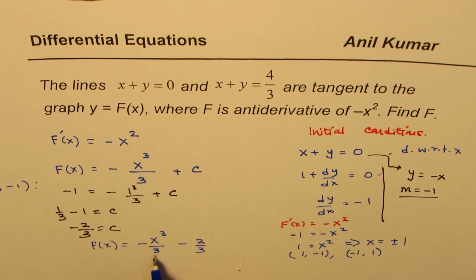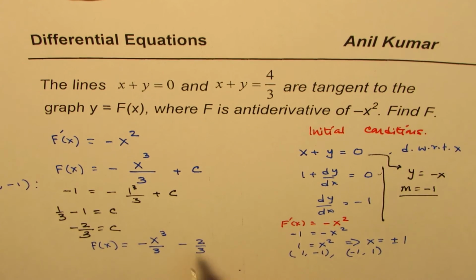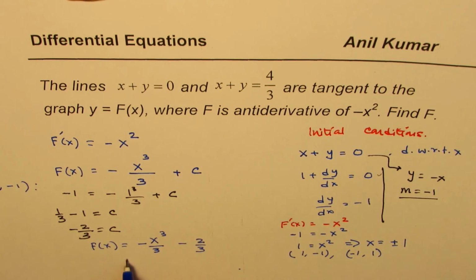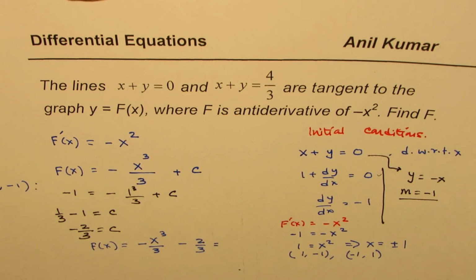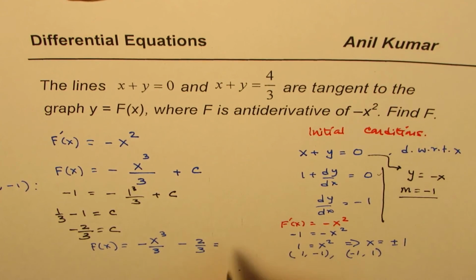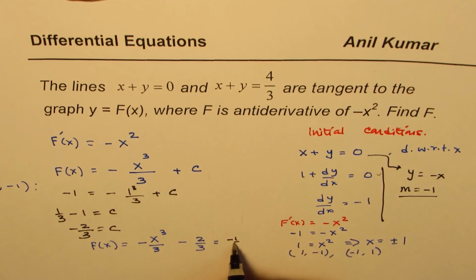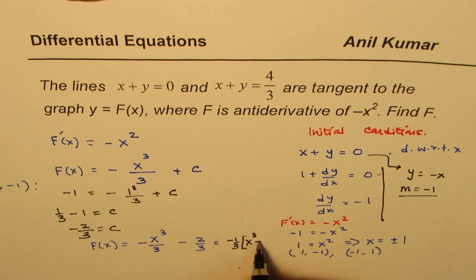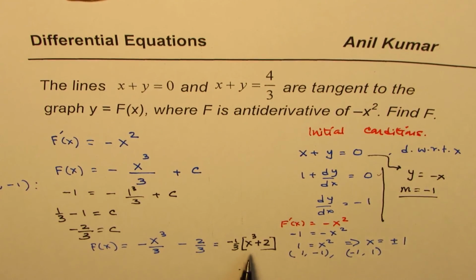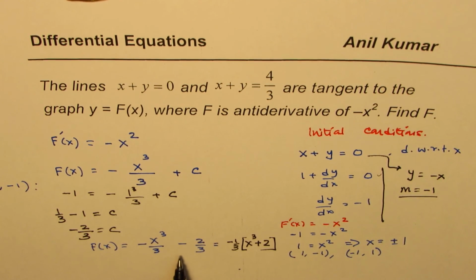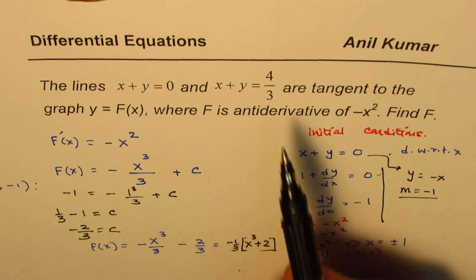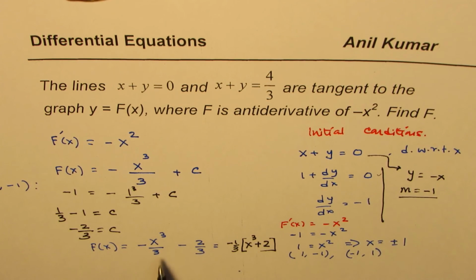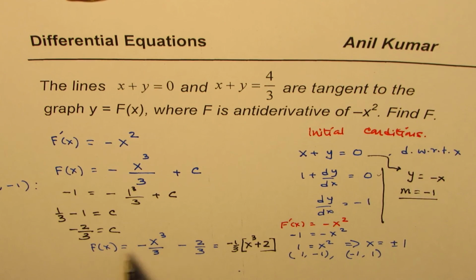You could always take 1 over 3 common with a negative sign and rewrite this as minus 1 over 3, right? And then we'll write this as x cubed plus 2. So that becomes the solution of the given equation, right? And you can check that this condition is also met if you take this as your function, find the derivative and check your result.